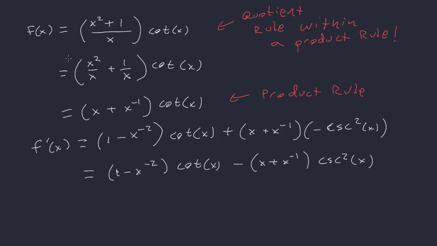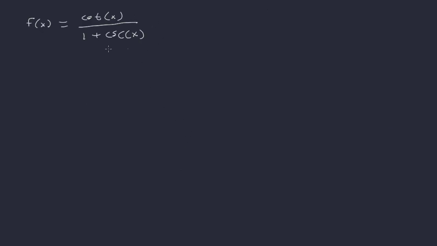All right, so the moral of the story here is always be on the lookout for some algebra that might simplify the problem first, then start trying to differentiate. All right, let's look at this example. Say we have 1 over cotangent x, all over 1 plus cosecant x.